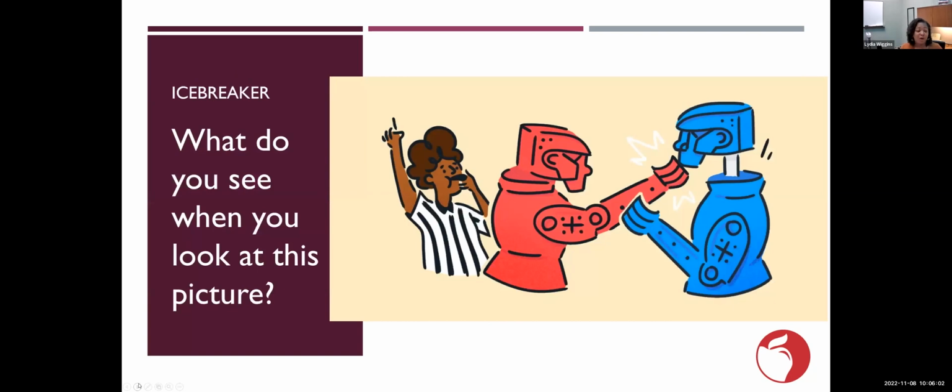And so I want you all to look at this screen and tell me, what do you see when you look at this picture? You can come off mute, you can put it in the chat, but I want to know what you see when you look at this picture. The old school rock'em sock'em robot. Somebody getting their block knocked off. Absolutely. Mr. Lunsford, I see you were off mute.